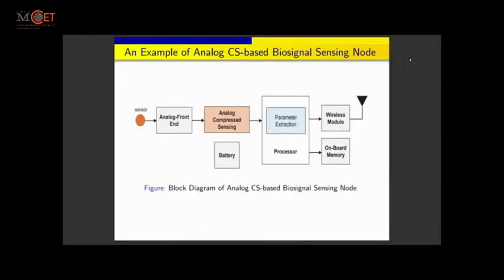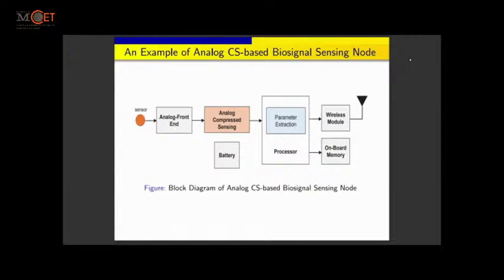Now this is the block diagram of an analog compressed sensing based biosignal sensing module. Instead of an ADC, we will have an analog compressed sensing module. In the previous block diagram, this was an analog to digital converter which operates at the Nyquist sampling rate, but this one will operate at a sub-Nyquist rate. That means we can have a measurement rate of 1 by 10th of the Nyquist rate, which is possible only for a signal which satisfies the sparsity you have seen in the previous slide.